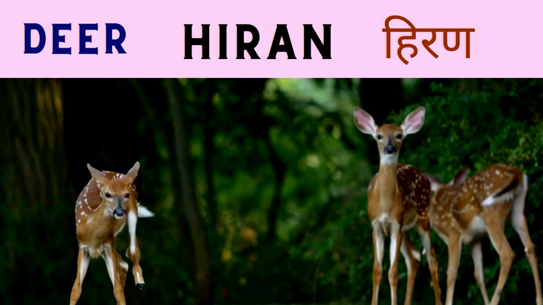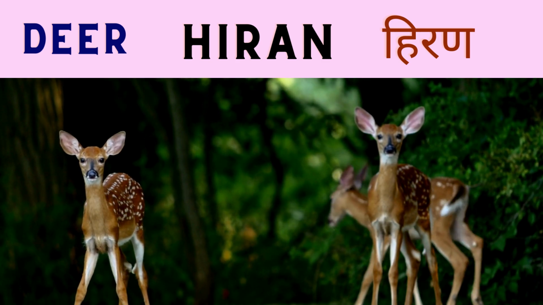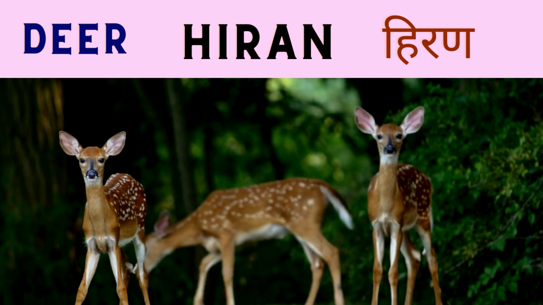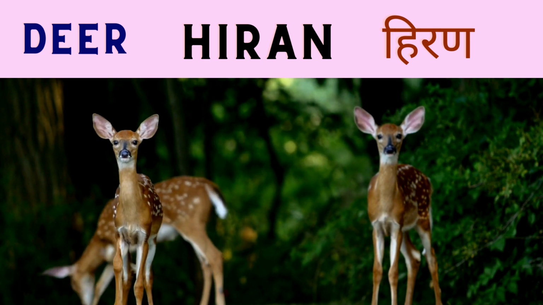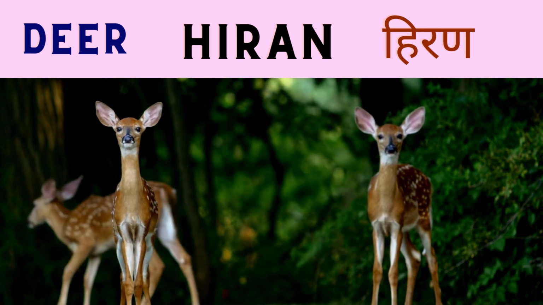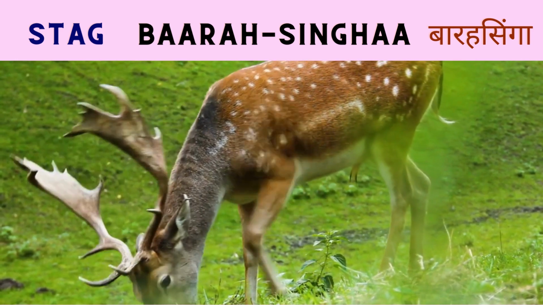Then comes deer. Deer is known as Hirana. Now, if you have problem pronouncing the last letter, that is N as Ana, then you can simply call it Hiran. That is also correct.